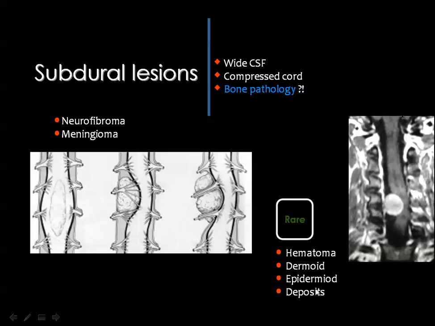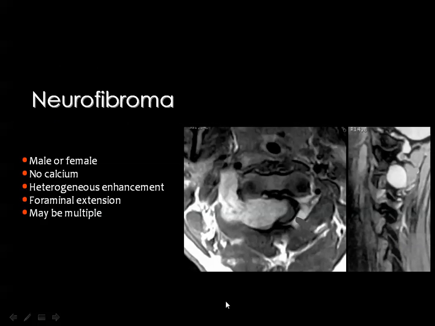Then what is the differential diagnosis? There are two main pathologies here, the neurofibroma and the meningioma. Of course, other lesions can be seen in this place, but they are relatively uncommon, including hemorrhage in the subdural space, dermoid, epidermoid, arachnoid, as you remember, then metastasis. And metastasis can be seen here, especially the type known as metastatic CSF seed.